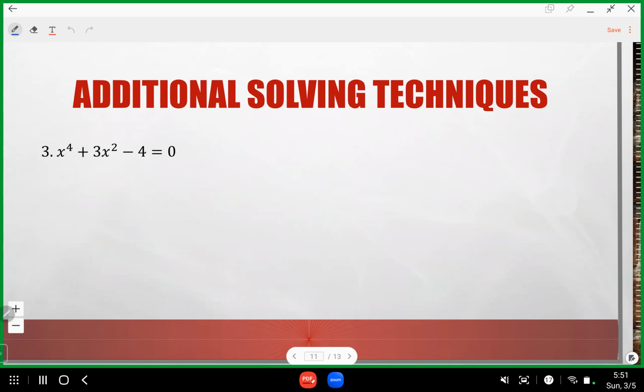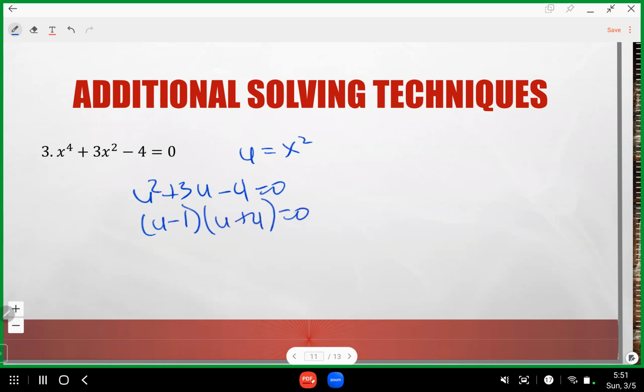So this one is quite clever. What you need to do is set u equal to x squared. If you set u equal to x squared, then you get u squared plus 3u minus 4 equal to 0. Then you just solve for u and then solve for x. So u minus 1, u plus 4 is equal to 0. And substitute x squared for u. Then x squared minus 1, x squared plus 4 equals 0.